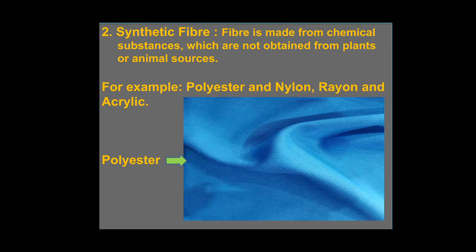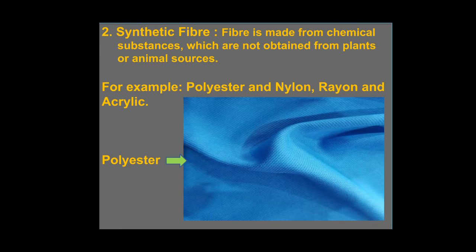Next is synthetic fiber. Synthetic fiber is made in a lab or by man, from different materials which are chemical substances. Fiber made from chemical substances, not obtained from plants or animal sources, is called synthetic fiber. For example, polyester, nylon, rayon and acrylic are called synthetic fibers.